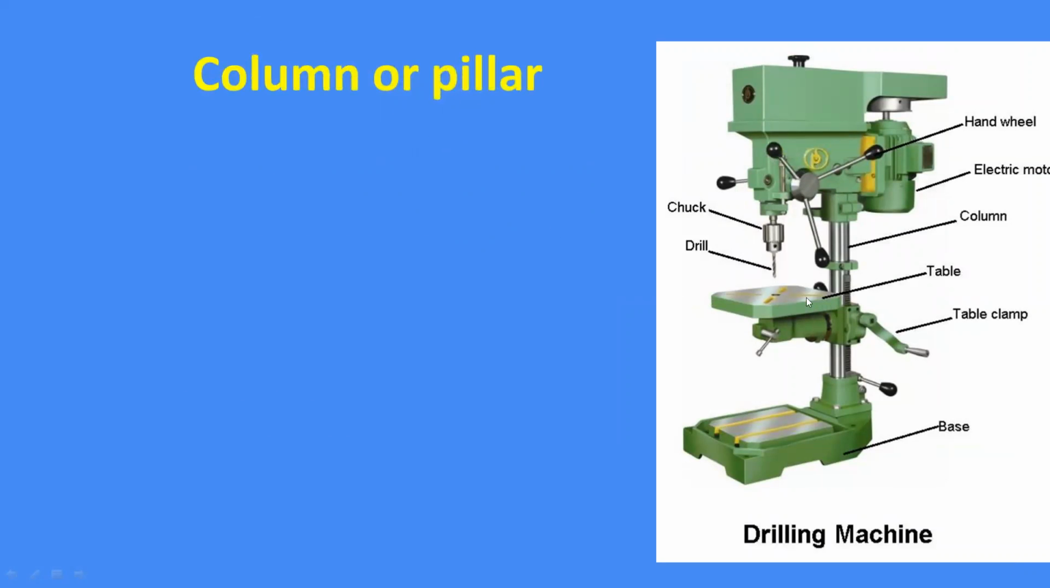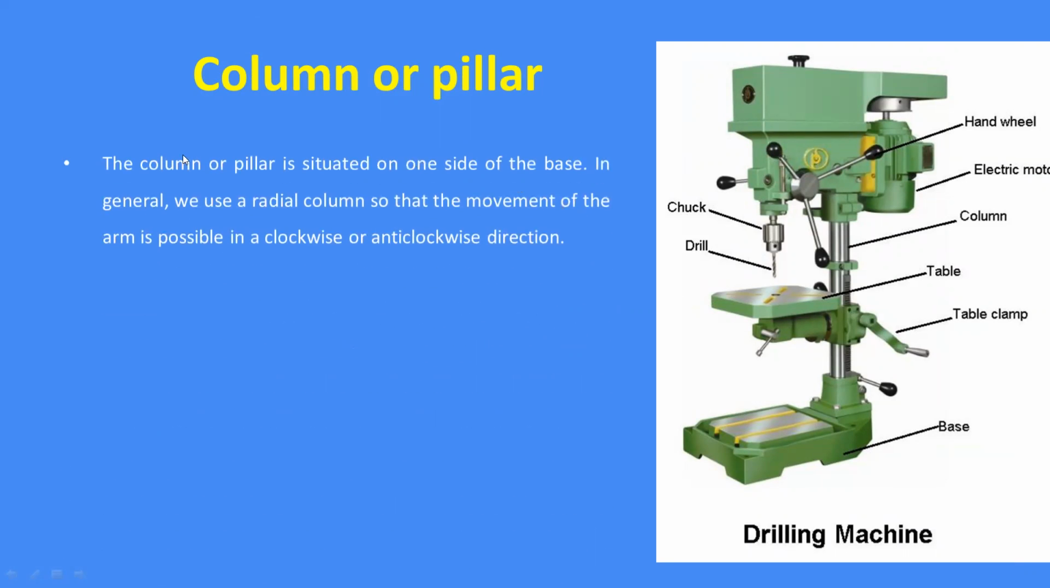Next one is the column or the pillar. You can call it the column or the pillar. The column or pillar is situated on one side of the base. You can see this is the base. To this base, at one side or one end, this column or the pillar is attached.